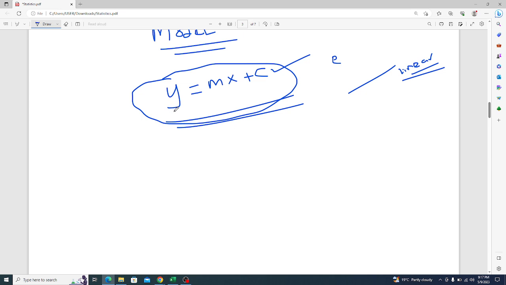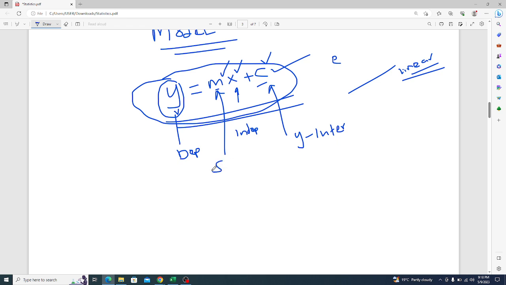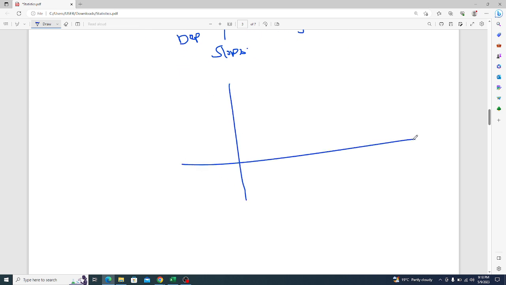Yes. Then, what was our y? What was m? What was x? And what was c? I think y was the dependent variable. Yes, this is the dependent variable, then x is the independent variable. What about m and c? c was a constant. Which constant? The y-intercept. Yeah, and m was the slope of the line. Slope. Yeah, very correct.